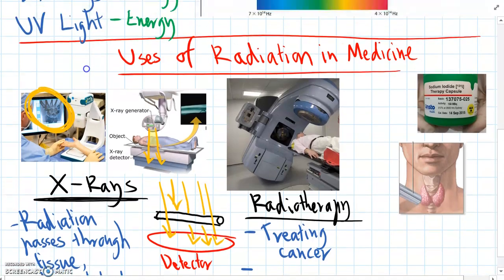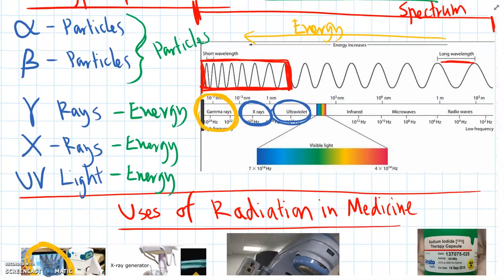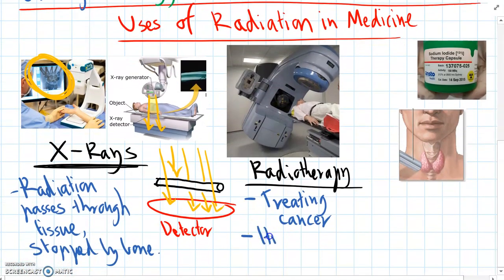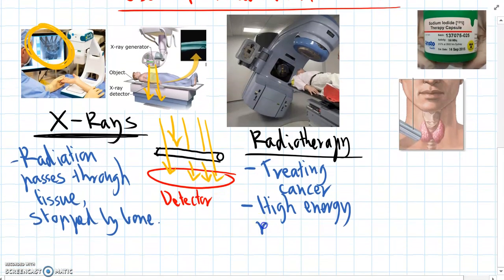So radiotherapy is using even higher energy radiation than X-rays. It's really using gamma rays in this case. So it sends in the high energy radiation, almost like a laser beam, and we're shooting that radiation right in and trying to hit the cancer cells to destroy them and trying not to damage any other cells in the process. It destroys the cancer cells.